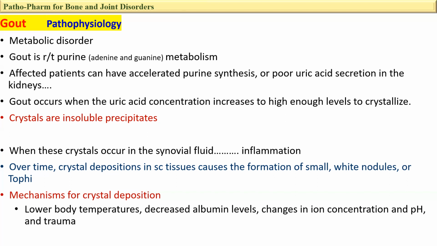Over time, these crystals, or the crystal deposits in the sub-Q tissues, will cause the formation of small white nodules or tophi, and these tophi will be visible throughout the skin. So the mechanism of the crystal deposition is exactly what we just described: uric acid accumulation in the blood, and then the deposition of this into the connective tissue throughout the body, where it becomes crystallized. Crystal depositions.